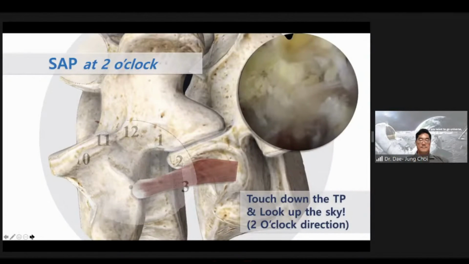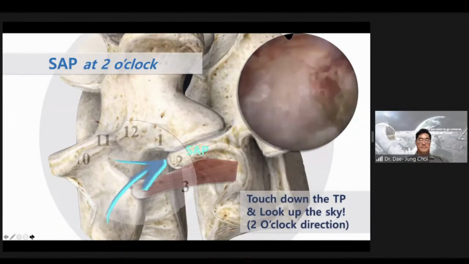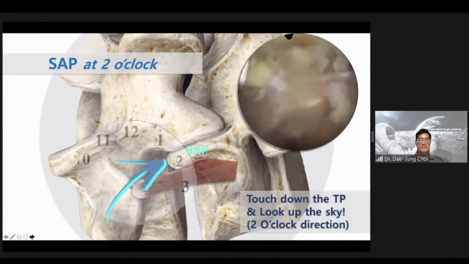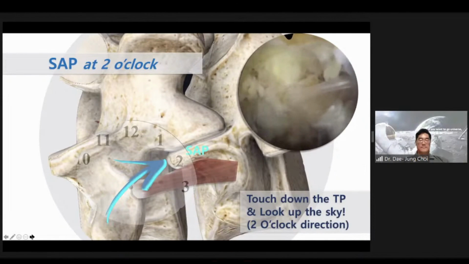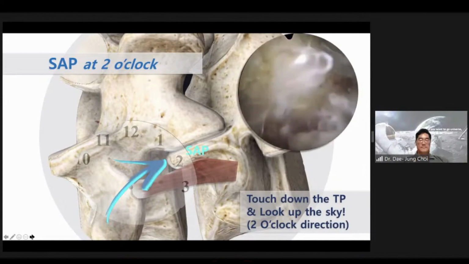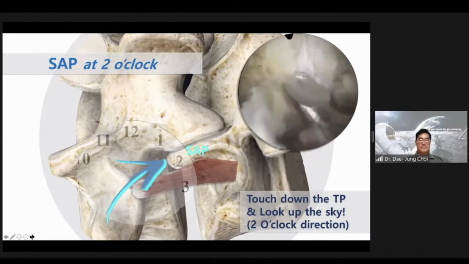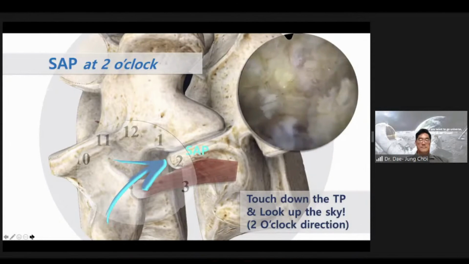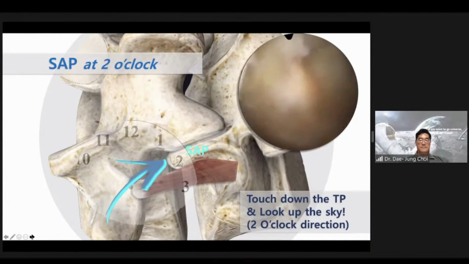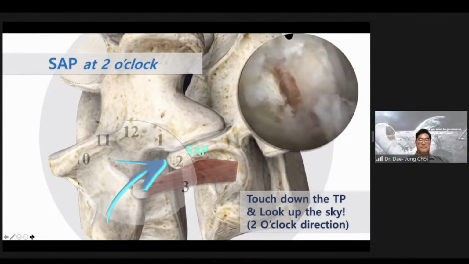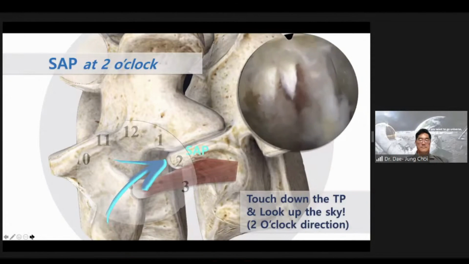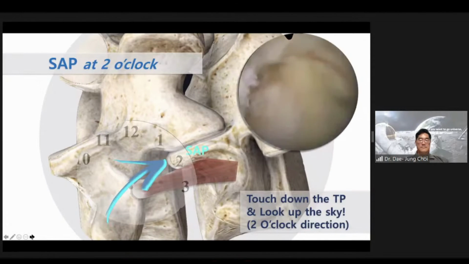Of course, there is a magic spell. Touch down the TP, look up at the sky in the 2 o'clock direction, and run over the empty bundle. Then you can see the SAP tip. Never go under the empty bundle. When you go under the empty bundle, 100% you will make hyperperitoneum. Always keep in mind: touch down the TP, look up at the sky in the 2 o'clock direction, run over the empty bundle.